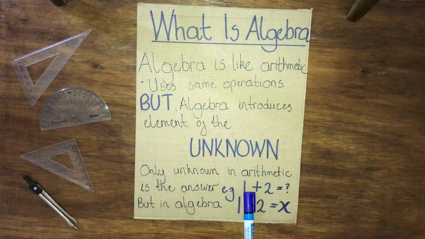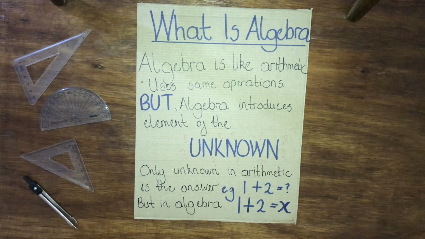For example, 1 plus 2 is equal to question mark, of which, us being the clever mathematicians we are, we know the question mark there stands for the number 3, because 1 plus 2 is equal to 3. However, in algebra, 1 plus 2 is equal to x. Bear in mind, here you can have any letter of the alphabet, as this is simply a placeholder.